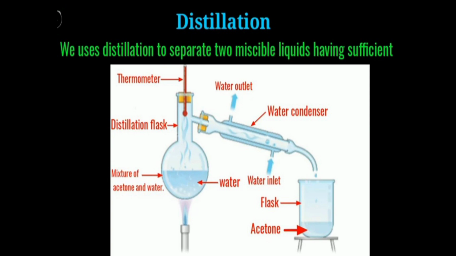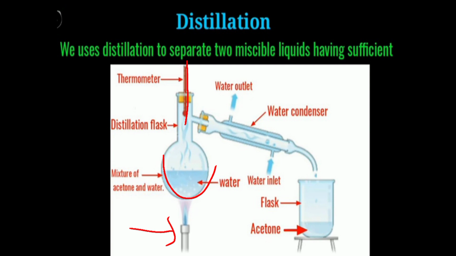So how do we do it? Let us try to separate acetone and water. We'll take the mixture of acetone and water in a distillation flask. This is the distillation flask, and in this we have taken the mixture of acetone and water, and we'll fit it with a thermometer. Here is the thermometer. Now heat the mixture slowly, keeping a close watch on the thermometer. The burner is kept here, and we'll keep a watch on the thermometer.